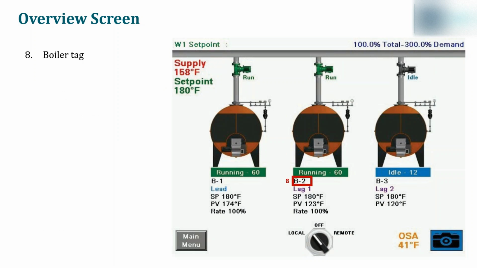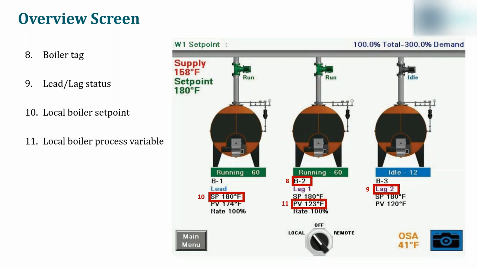The boiler tags are also listed below the boiler, basically just the name of each boiler. We have our lead or lag status, so we're telling you which boiler is the lead, which one's lag 1, which one's lag 2. We also have the local boiler set points for each boiler. And again, it's important to understand the distinction between the local set points and the system set point. We'll get into that a little bit later on. We also have the local boiler process variable, which is basically the temperature at the boiler.